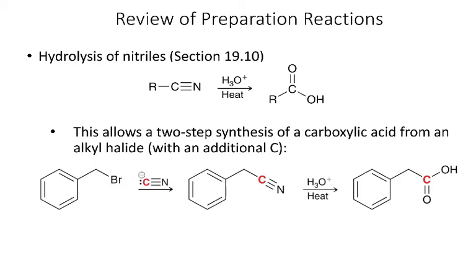Now, if you'll notice, in this synthesis, we're adding an additional carbon atom to the original compound. Right? This compound had one carbon atom coming off the benzene ring. Our final product has two carbon atoms. So we're not just converting the alkyl group into a carboxylic acid, we're also adding a carbon in the process.